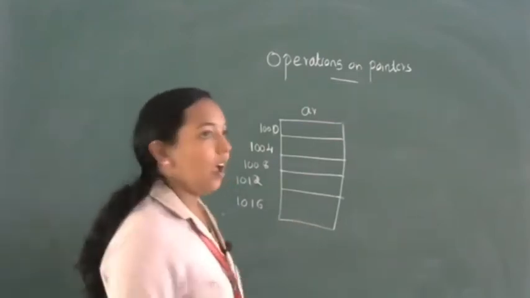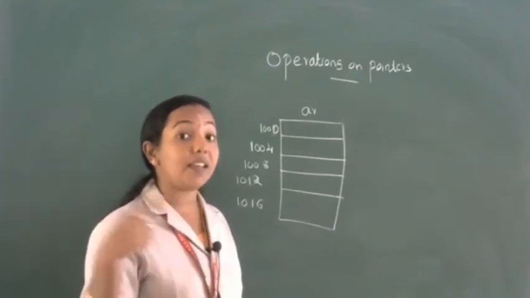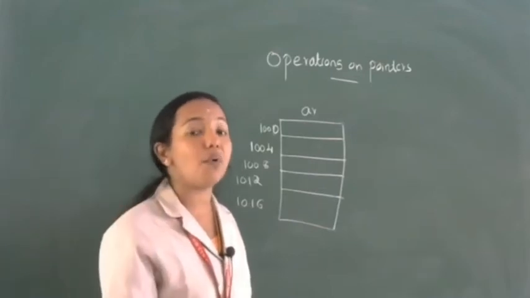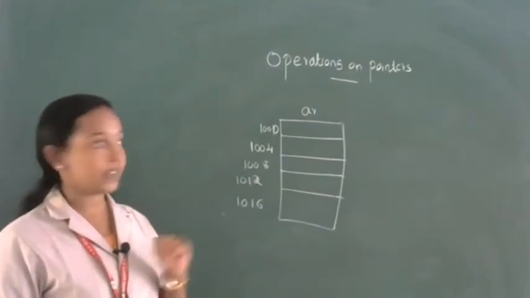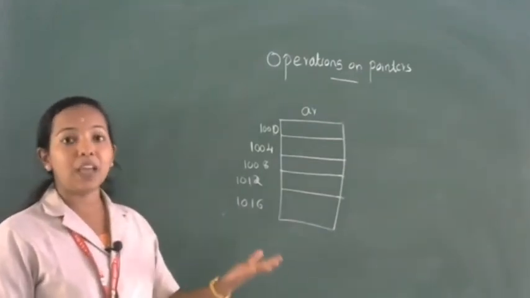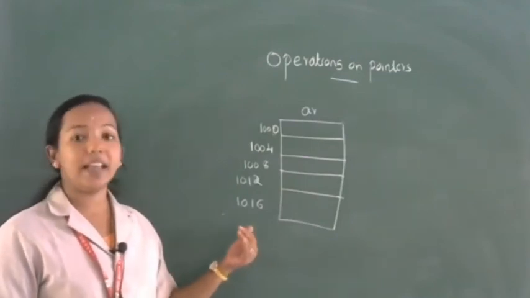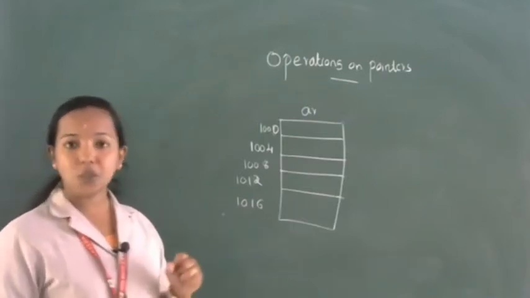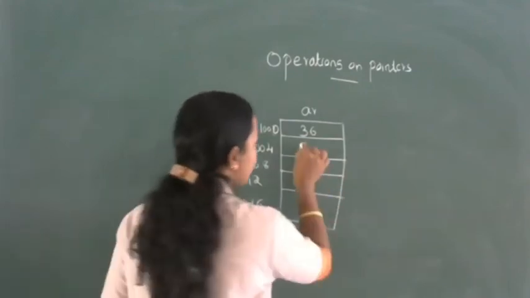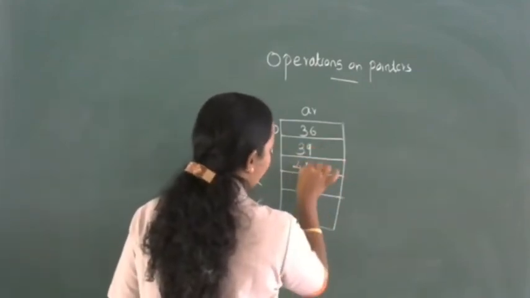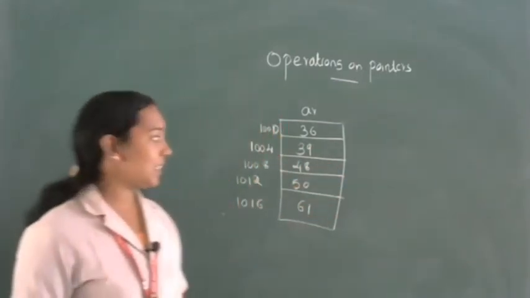Integer array means first location 1000. If you want to go to the next location, plus 4, that means 1000 plus 4 bytes, because each variable represents 4 bytes. So after 1000 it will lead to 1004, then 1008, 1012, 1016, like that. Suppose this is an integer array AR. The elements present are 36, 39, 48, 50 and 61. We are assuming this is an array.